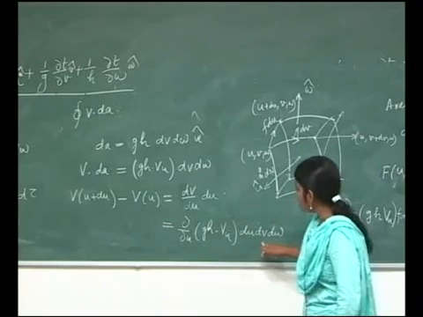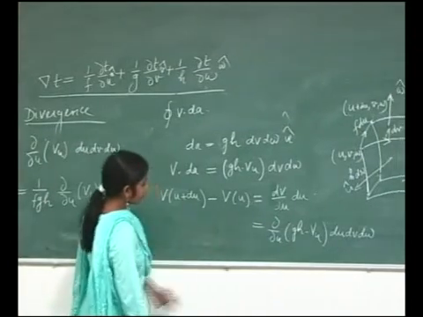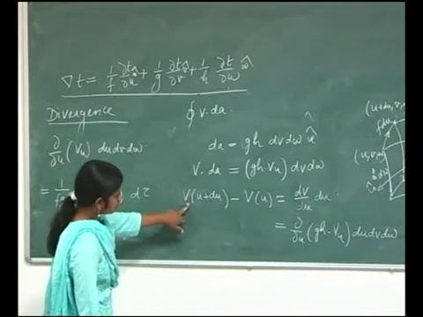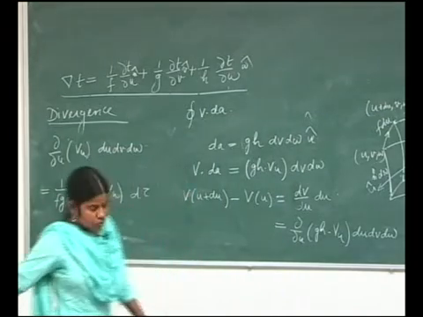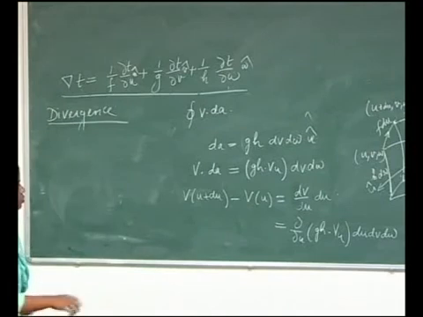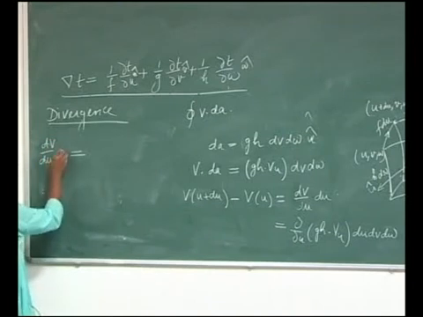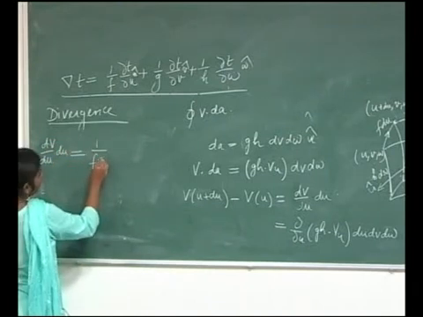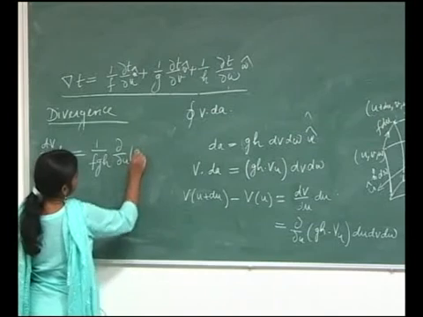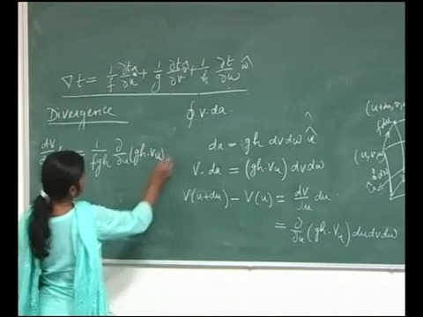So now I move forward. From this one I can write that this change, that is dV by du into du, is equal to 1 upon f gh del by del u of gh dot Vu into d tau.